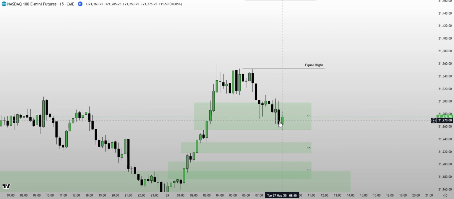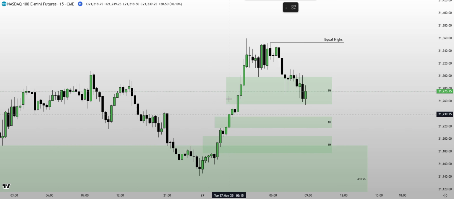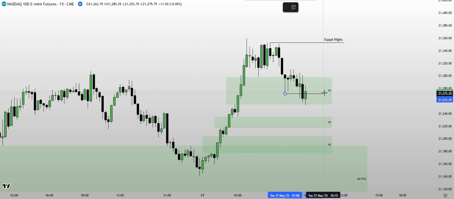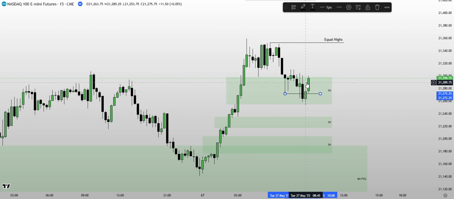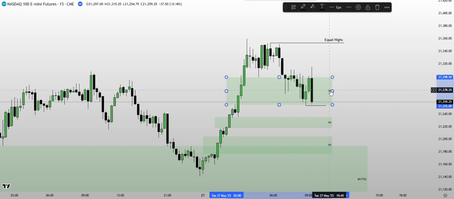So ideally, from this point, I want to see price sweep below, rebalance to a 50-minute bullish imbalance, one of the two, and then make a move to the upside. So heading into this AM session, we have a sweep of this low right here. And then I want to see what price does from this point. Price then comes at market open, and what do we do here?